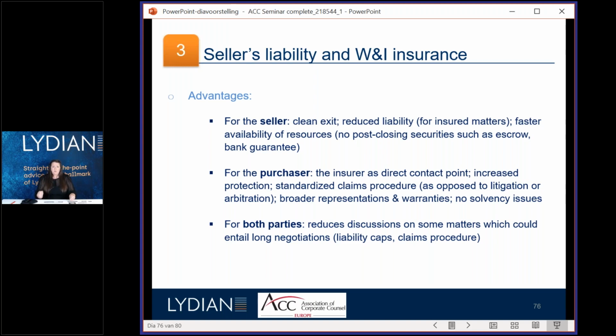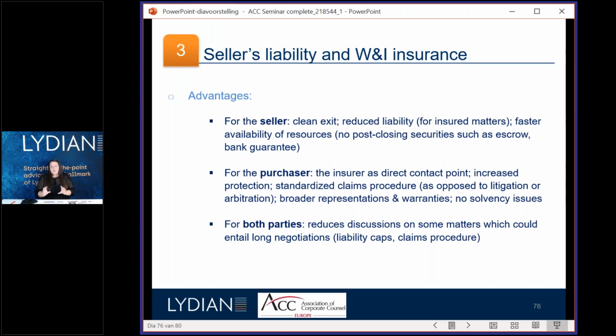And there's no recourse of the insurer against the seller except in cases of fraud. So clearly the main advantage is that there's a clean exit for the seller, his liability is drastically reduced, and it also implies that he will not have to provide an escrow agreement, an escrow account, or a bank guarantee, so it's cheaper for the seller.